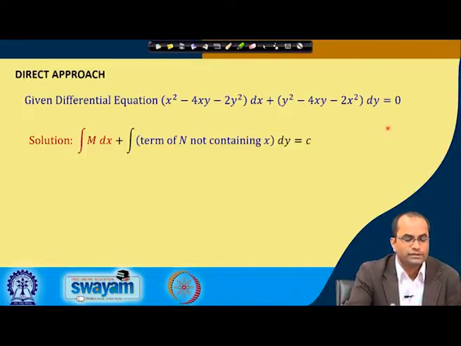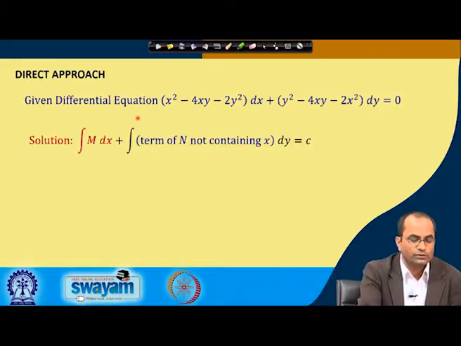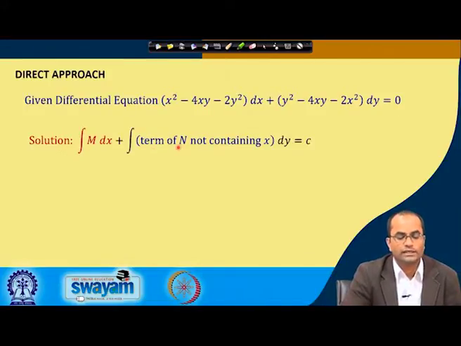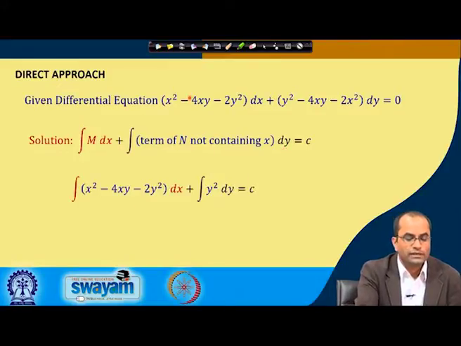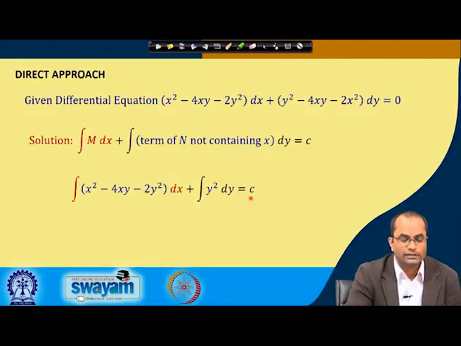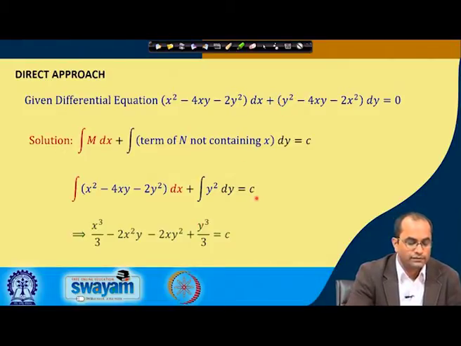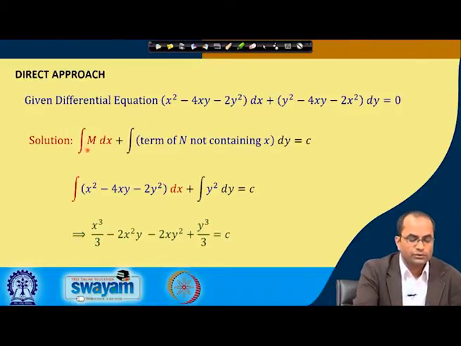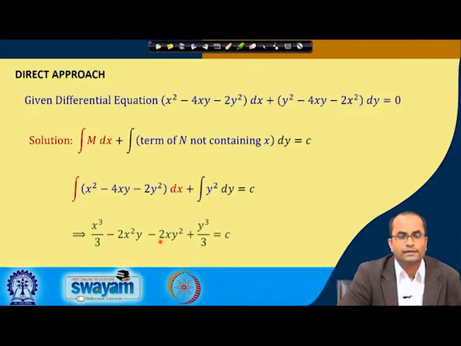So, this is the given differential equation, and the solution we can also write down directly in this way: integral of M dx plus the terms of N not containing x, dy. Here this M is given in the differential equation, and then the terms of N not containing x, that is only the y square term. So, we have y square dy is equal to c, and on this integration we got exactly the same solution which we have obtained before. So, one can use this formula to get the solution of an exact differential equation.